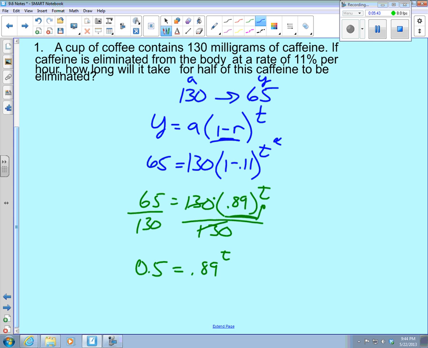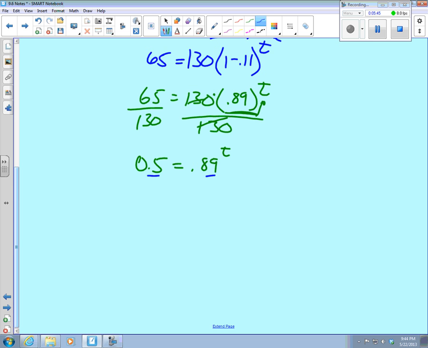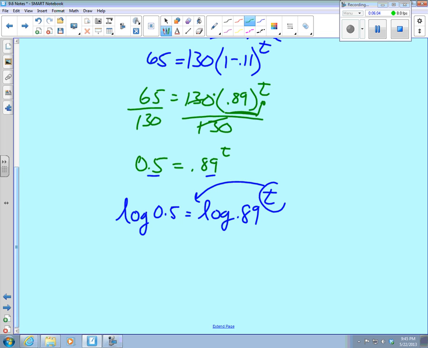They don't have the same base. This is 0.5 and this is 0.89. So I'm going to have to use the common log here. I'm going to take the common log of 0.5 equaling the common log of 0.89 to the t power, which means I can take this t and put it in front of my common log and multiply it. So I have the common log of 0.5 equaling t times the common log of 0.89.